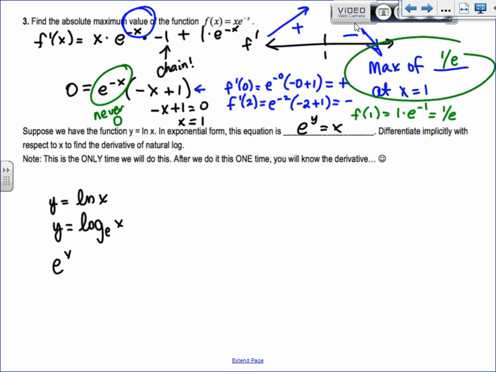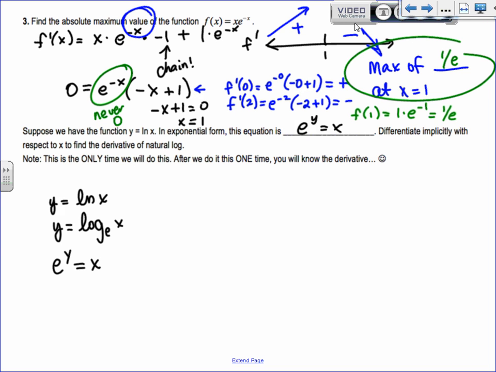Right, so that's how we switch forms. e to the y equals x. Okay, I'm going to show you where this formula comes from. Back in the last section, this is why we had to learn how to do implicit differentiation. We're going to derive this implicitly, so we're going to take the derivative implicitly.